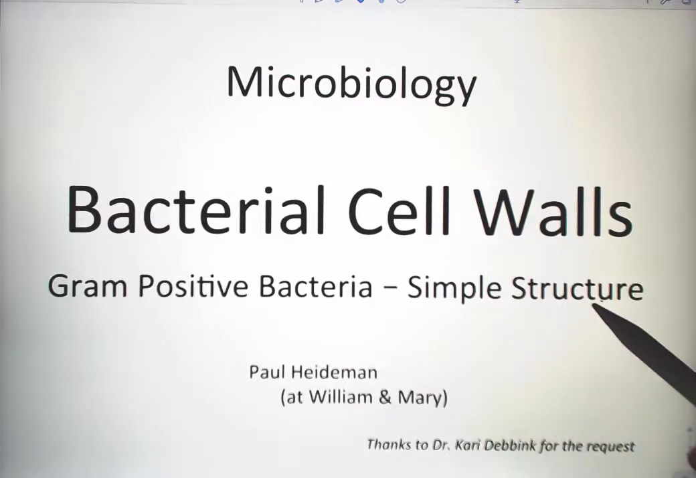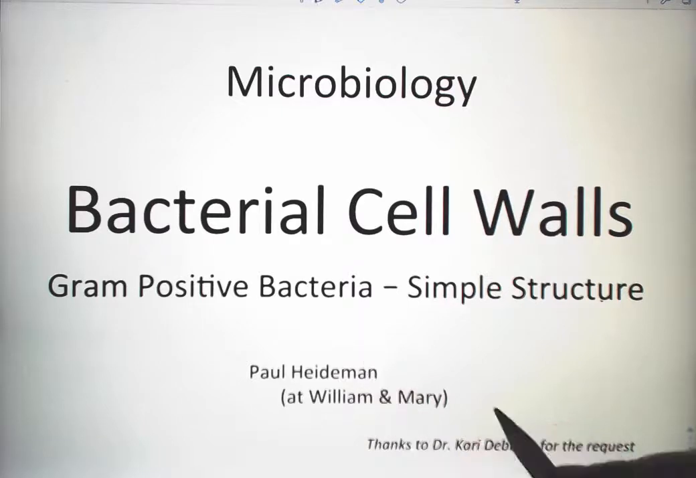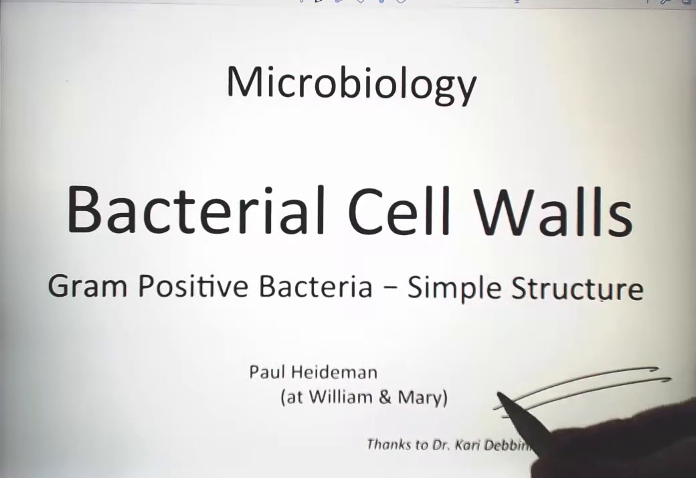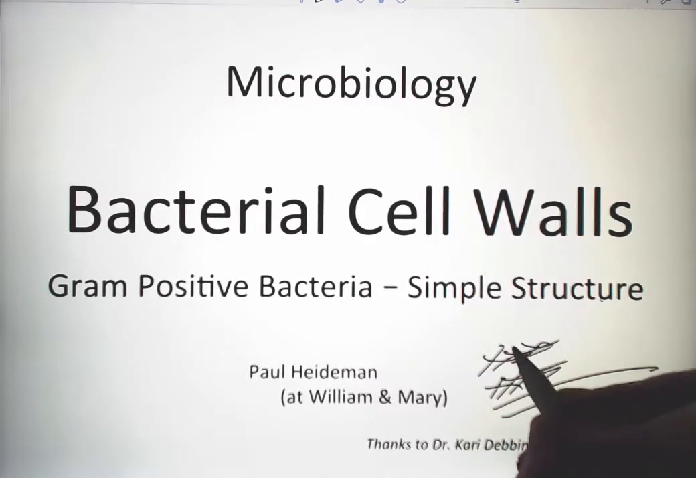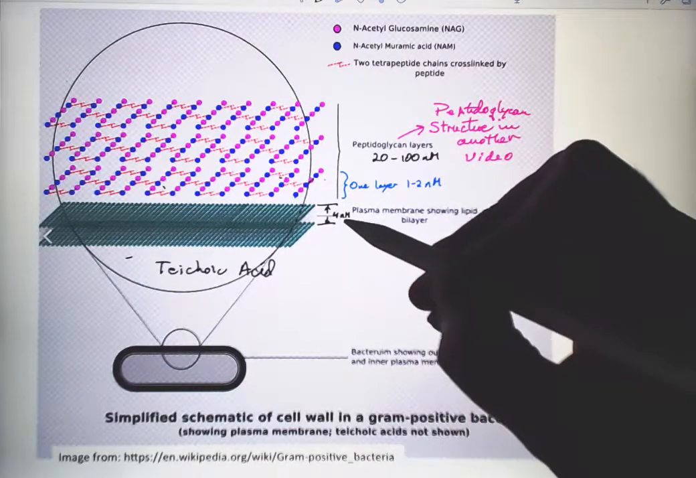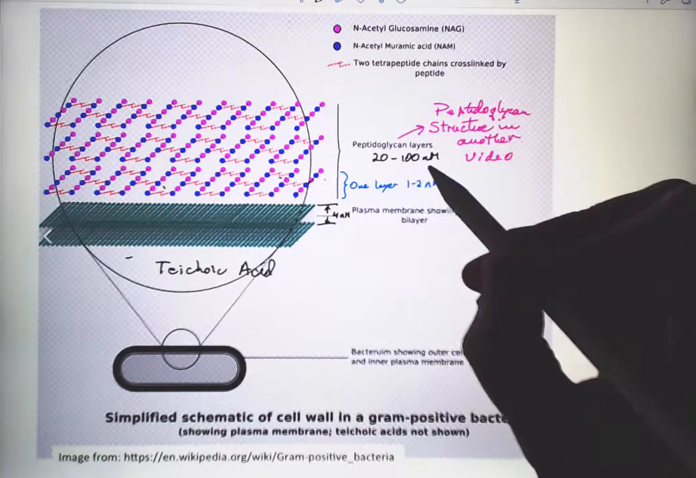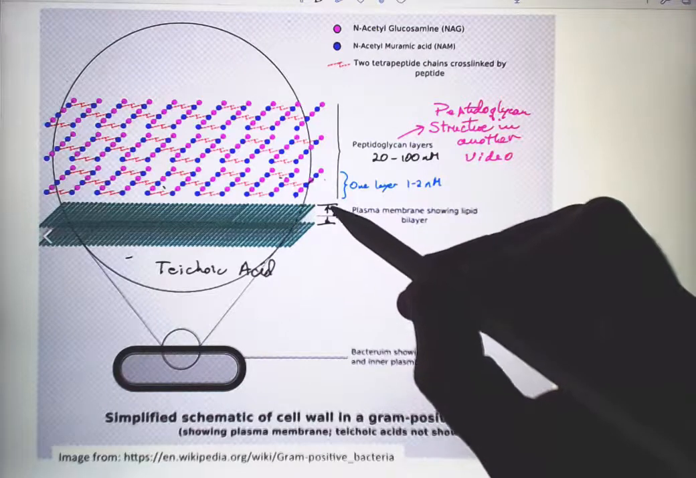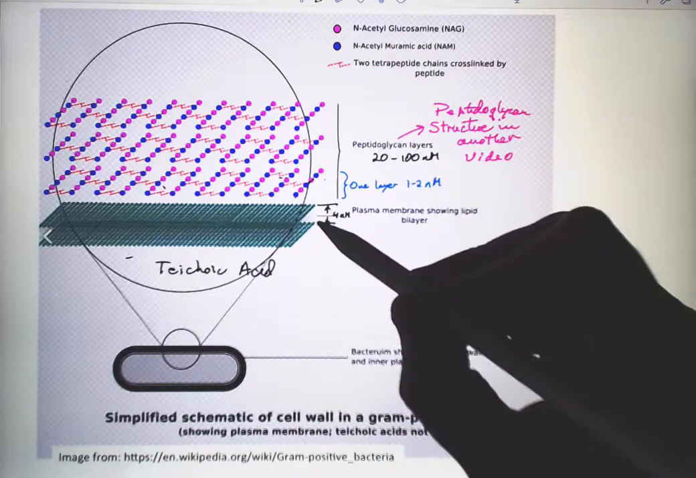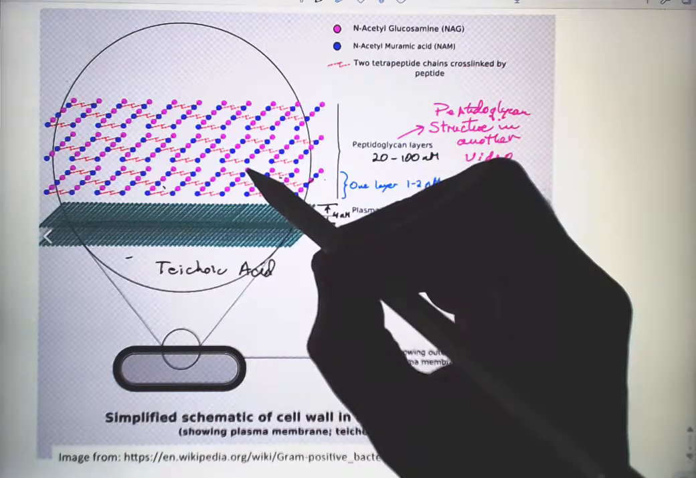The simplest structure for bacterial cell walls is in gram-positive bacteria, which only have the bacterial membrane and then multiple layers of peptidoglycan. Here's an image from Wikipedia showing the plasma membrane, only about 4 nanometers, and then multiple peptidoglycan layers, 20 to 100 nanometers. In other words, 5 to 20 times thicker.